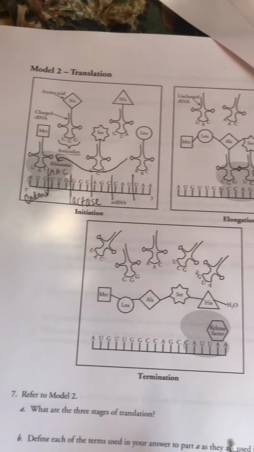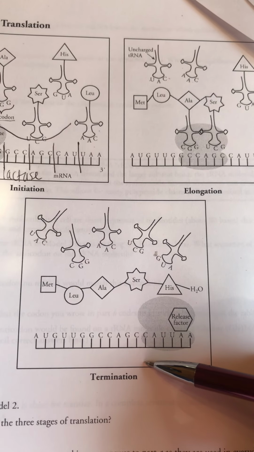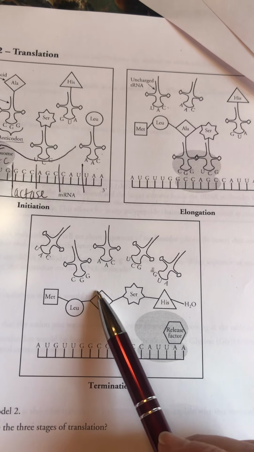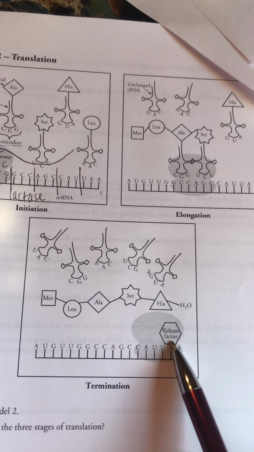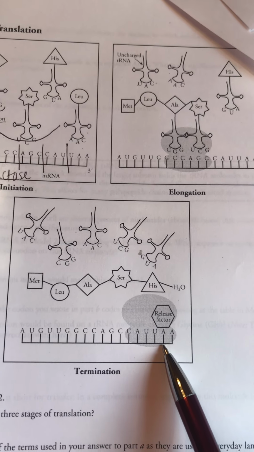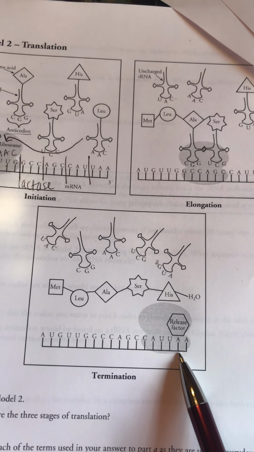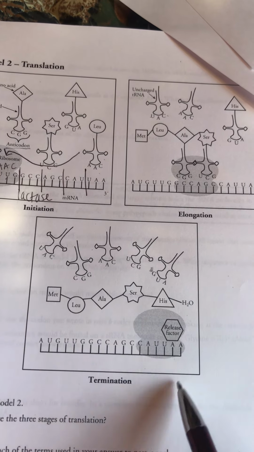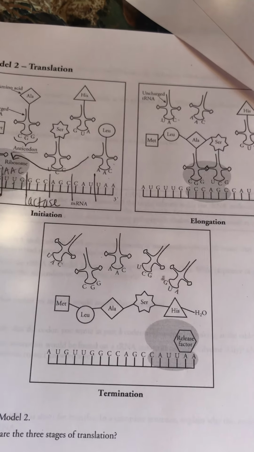So this keeps happening until we get to termination. So you can see all these guys have dropped off all of their amino acids. We've built this little chain, and what we get to is called a release factor, and that's called a stop codon. So all of the code for this is in our mRNA molecule that came from transcription.